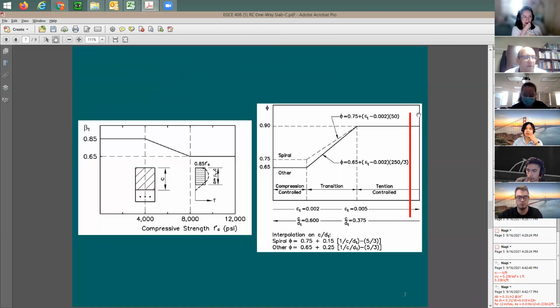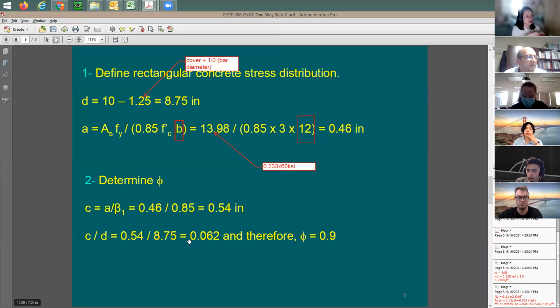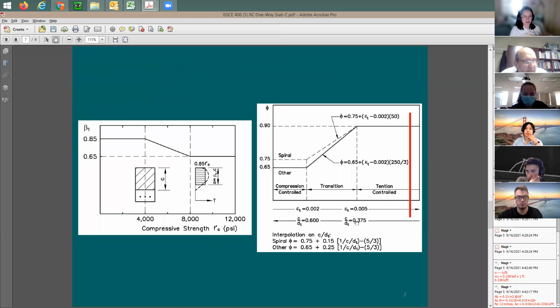Look at this. You're all the way here. Because look, c over d is 0.06. This here is going to be 0.375. 0.06 is going to be all the way to the right, meaning the strain is going to be so high. Your phi factor here is 0.9. This is good. This is very good.